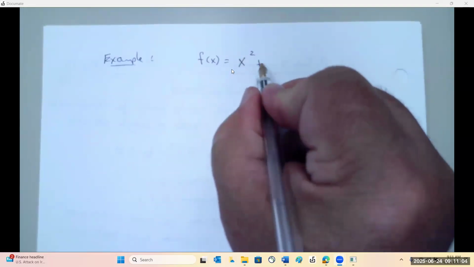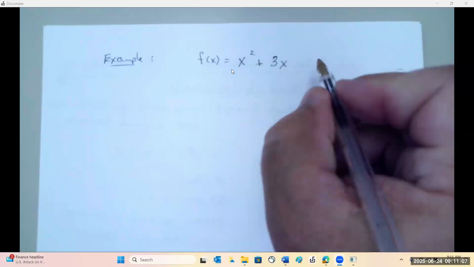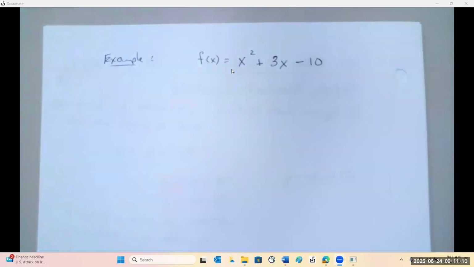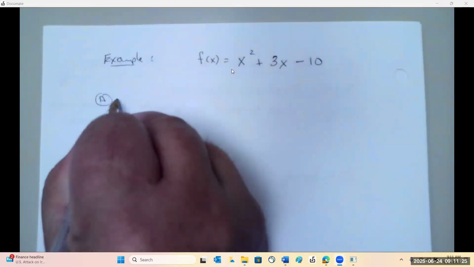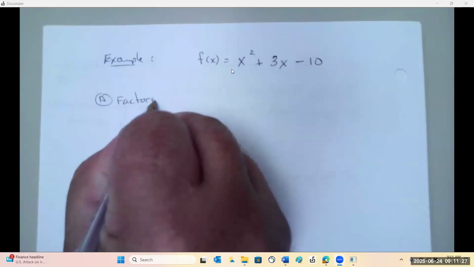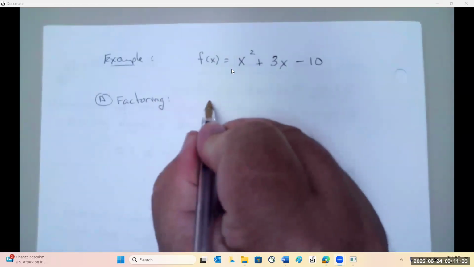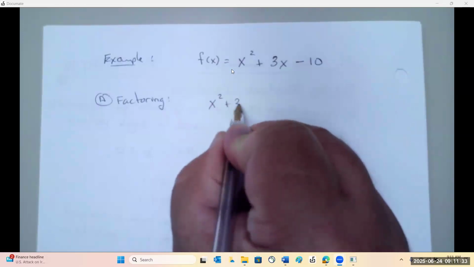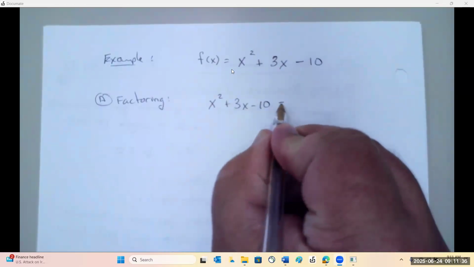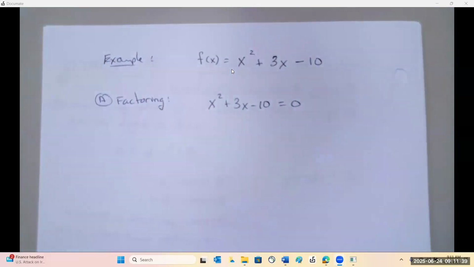X squared plus 3x minus 10. So the first method we're going to look at is factoring. So we have, you have to set it equal to 0 because what are we looking for? Why does it have to be set equal to 0 to solve for solutions?